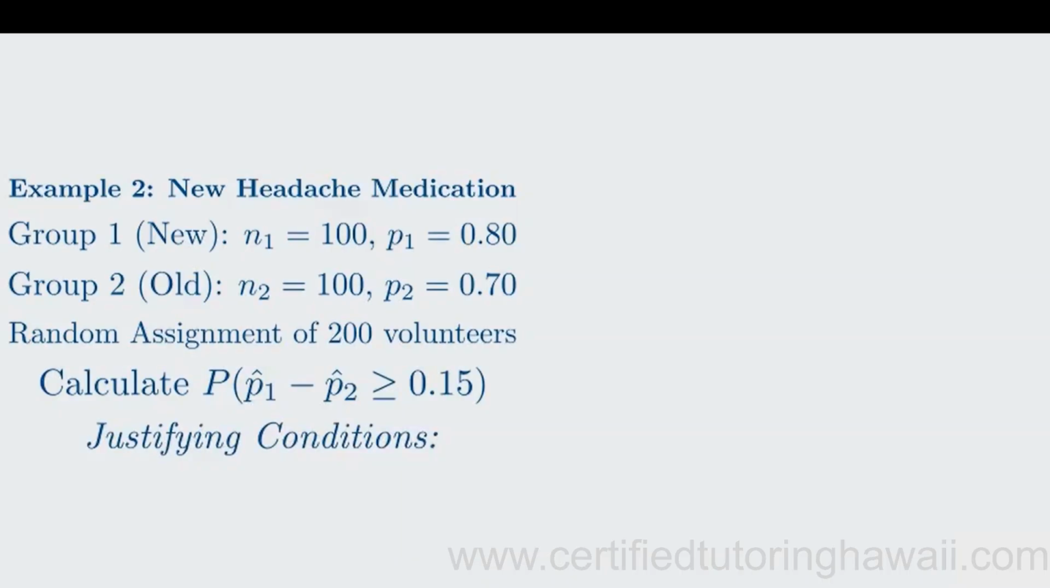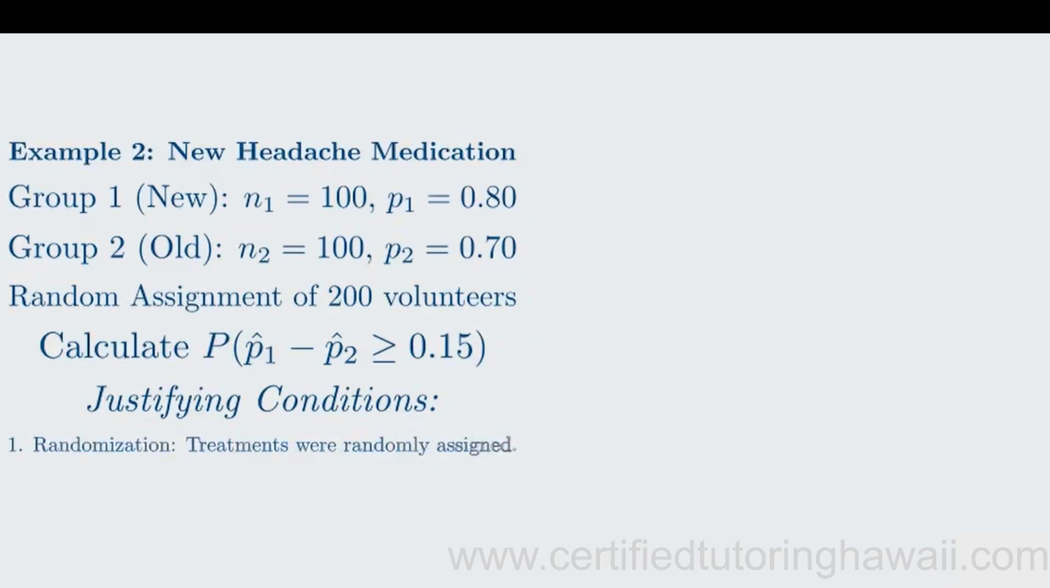Before we calculate anything, we must justify our conditions. Since this is an experiment, we don't need the 10% condition for independence. We only need to verify that treatments were randomly assigned to the experimental units. The problem states they were, so the randomization condition is met.